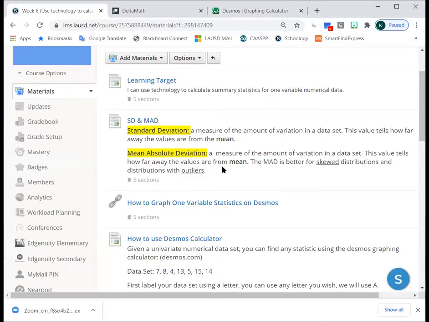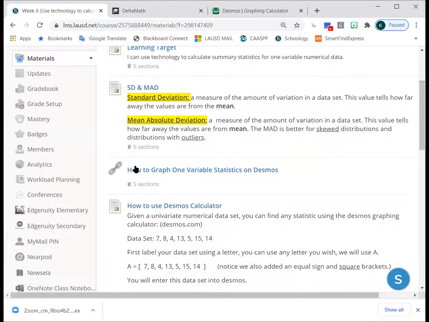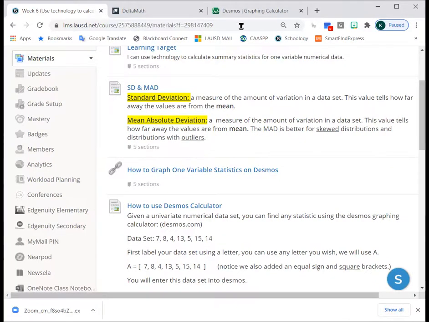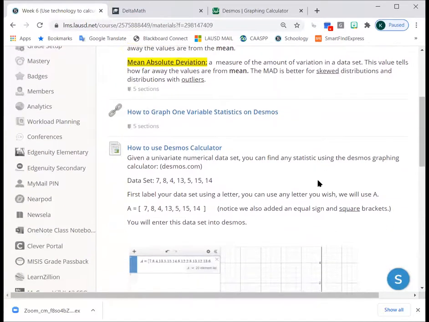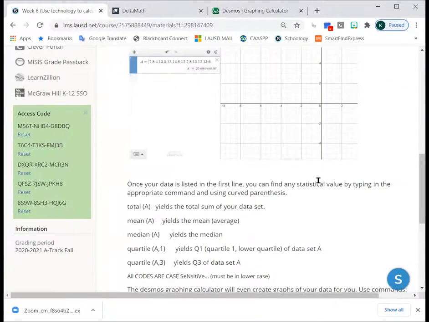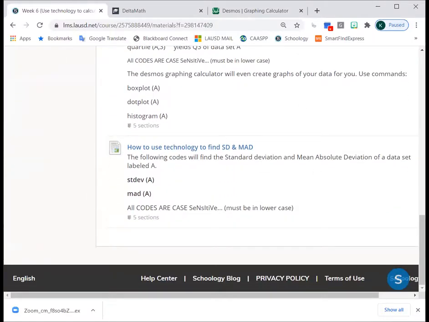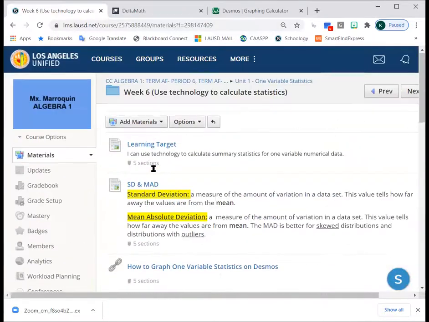Okay, coming back to Schoology, we'll scroll down, and here is the link that I told you about. So if you want to learn how to use a Desmos calculator better, you can click on that link, and it's a detailed video on exactly how to do all this stuff with the Desmos calculator. Okay, moving on.